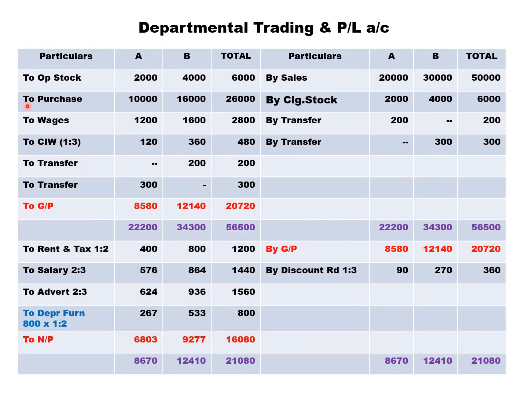So opening stock take as it is given in the question. Purchases take as it is given in the question. Wages as it is given in the question. Carriage inward to be distributed in purchase ratio. Students, purchase ratio you should take which is in terms of kgs. 6,000 kgs and 18,000 kgs. So you get 1:3. Transfer, there are two transfers. One transfer is 200 rupees. Another transfer is 300 rupees. As explained before, giver department credit, receiving department debit.